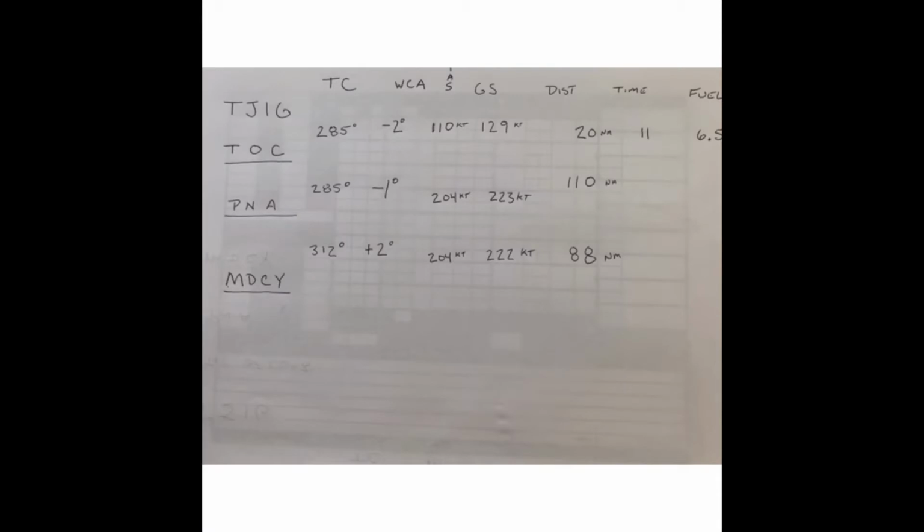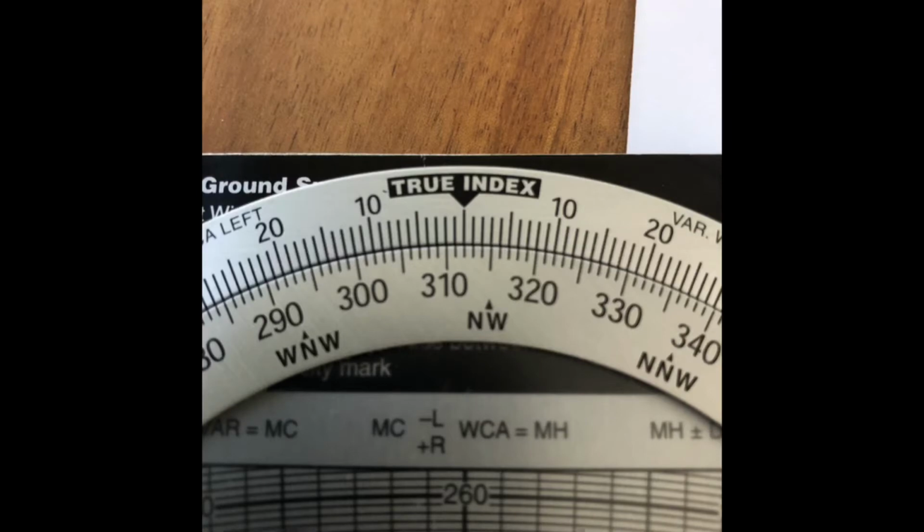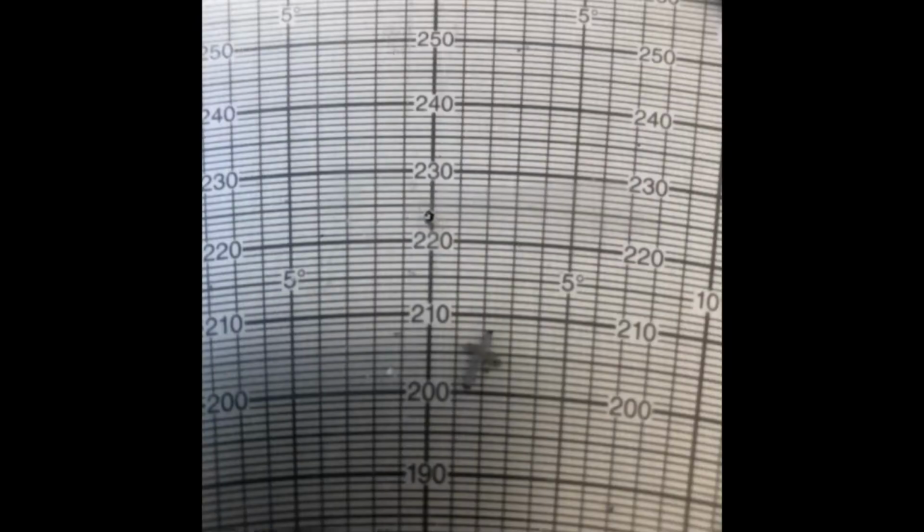Then we have a change of direction when we get over the Punta Cana VOR. So what we must do now is to put our new true course under the true index. So we would put 312 degrees under the true index. We would continue to follow our steps.